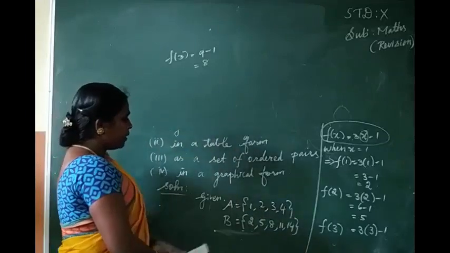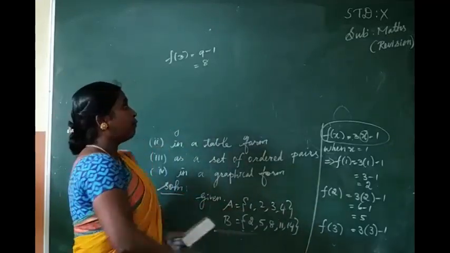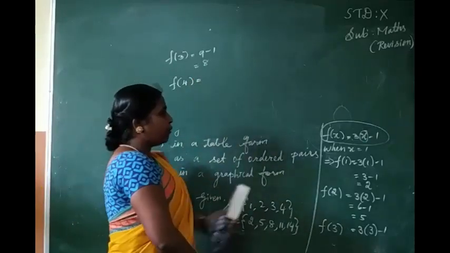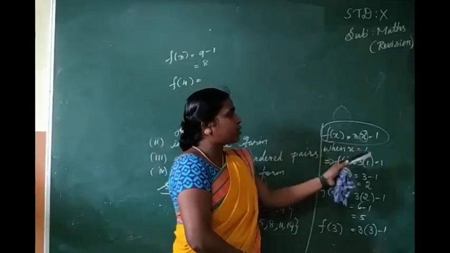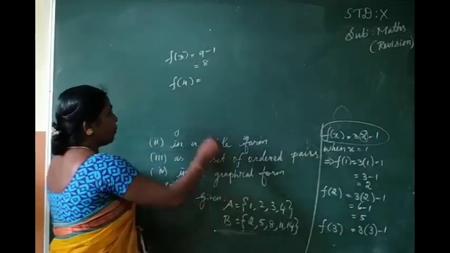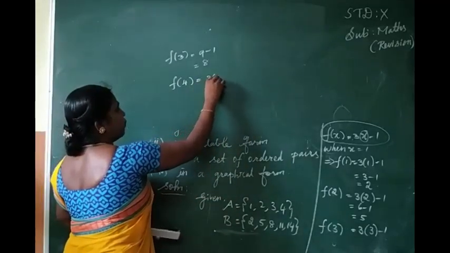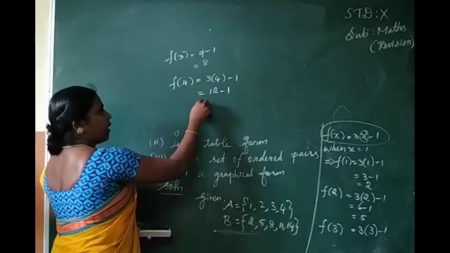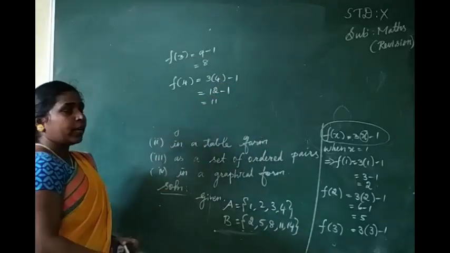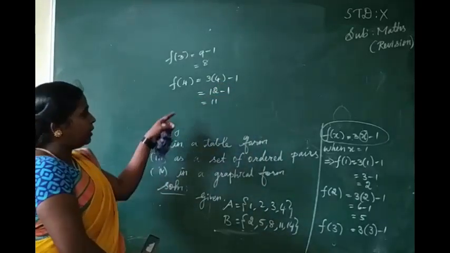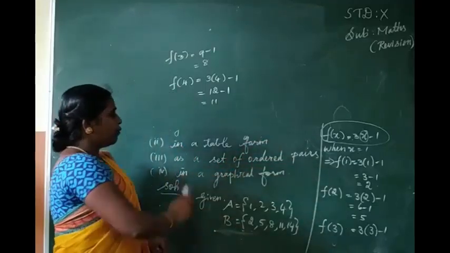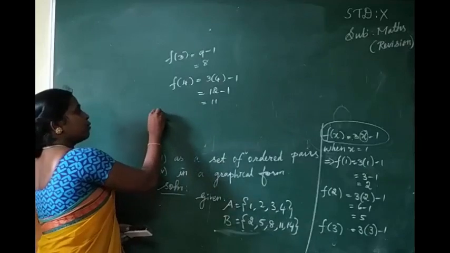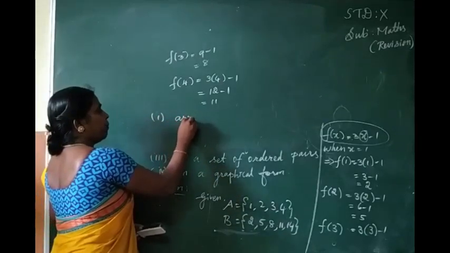So okay, next value is f of 4. So when x equal to 4, f of 4 equal to 3 into, instead of x you want to apply 4. So 3 into 4 minus 1. 3 fours are 12, minus 1 equal to 11. Okay, are you clear? So now we got all the f of x values. Now we can form one by one. First subdivision is arrow diagram.